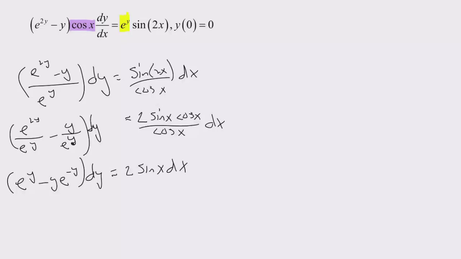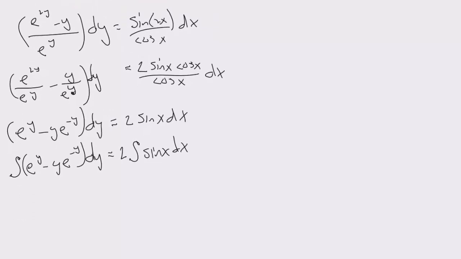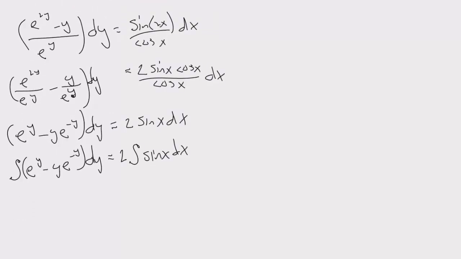Okay, and now I'm in a position where I can just do some good old-fashioned integration. So the integral of e to the y minus y e to the negative y, and we'll put the 2 on the outside there, sine x dx. Okay, and let's see, the integral of e to the y, that's pretty boring. That's just e to the y. This other one, that's that illustration of U-substitution.